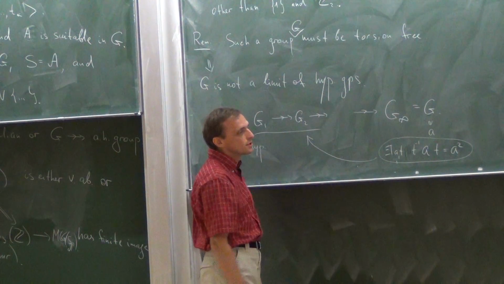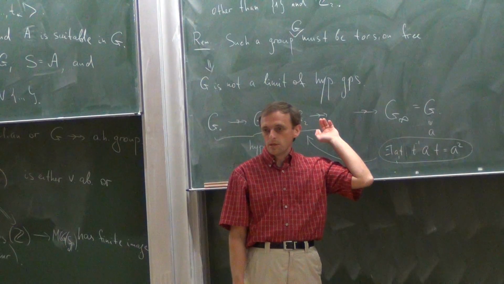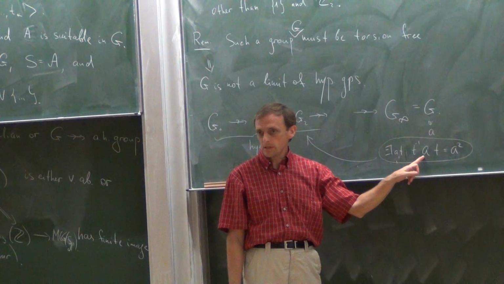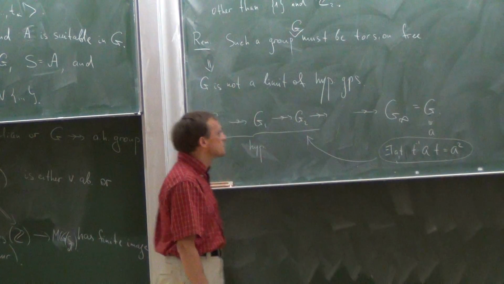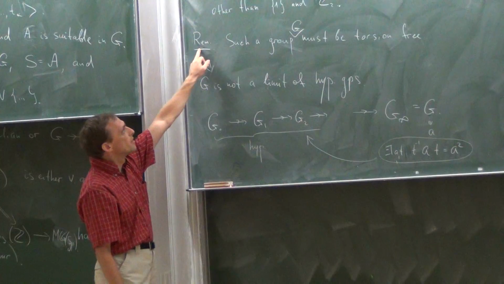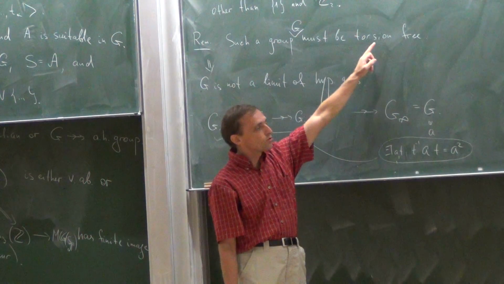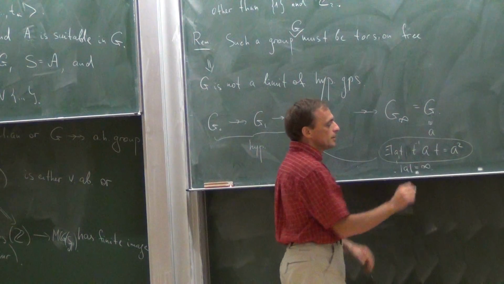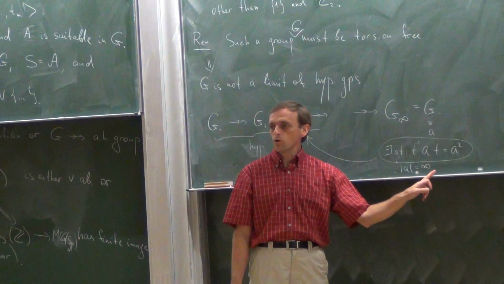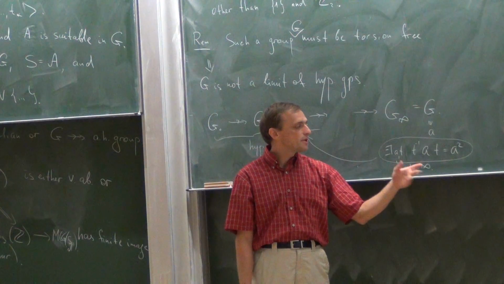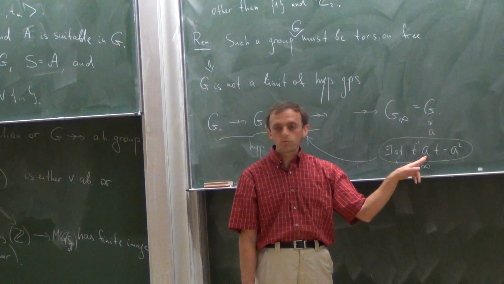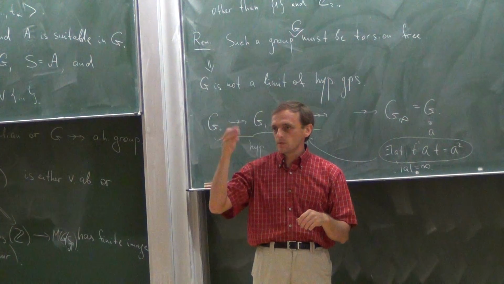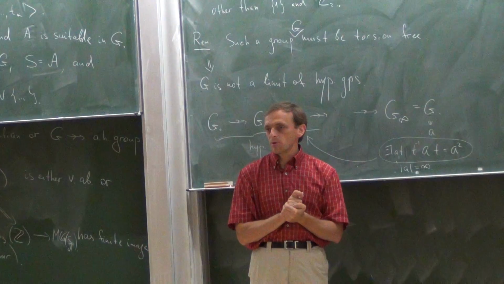Now, such a relation is impossible in a hyperbolic group if A has infinite order, right? As we observed by this remark, this group is torsion-free, so A has infinite order. And if you have such a relation in a hyperbolic group, it's impossible. Why? Because in this situation, the subgroup generated by A becomes exponentially distorted, right? And this is impossible in a hyperbolic group.